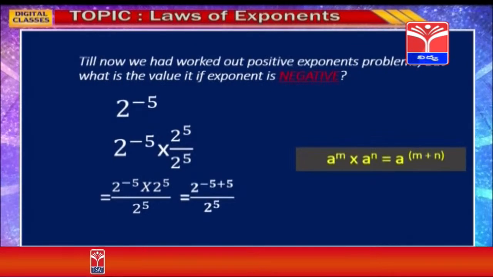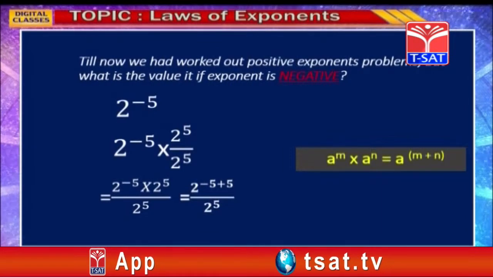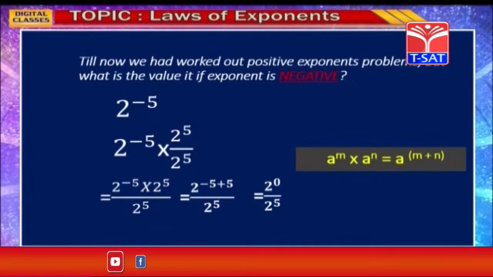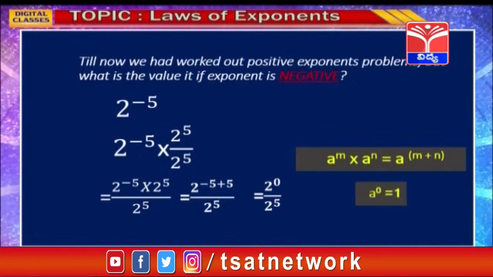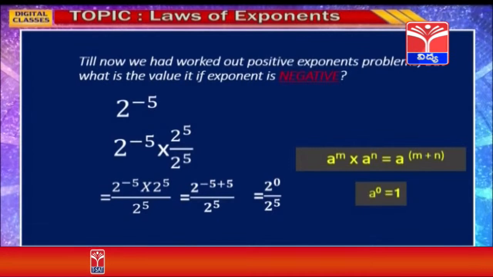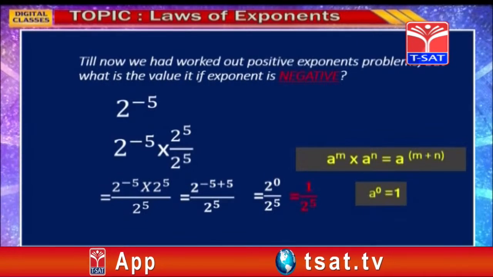They will add up, like minus 5 plus 5. You will get 2 to the power of 0 in the numerator. And you know what is the answer for 2 to the power of 0? It is 1, because you know a to the power of 0 value is 1. Therefore, 1 by 2 to the power of 5.